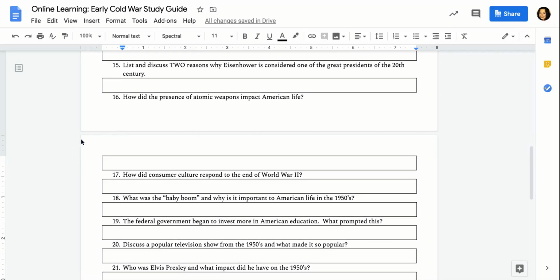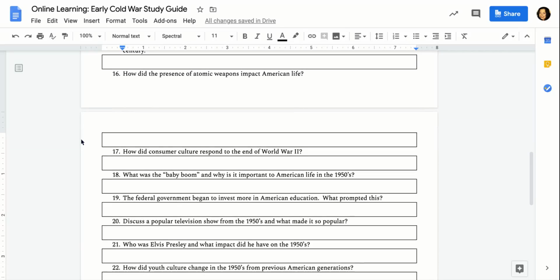Number 15, list and discuss 2 reasons why Eisenhower is considered one of the great presidents of the 20th century. He is considered one of the great ones, there's more than two reasons. All I need is two reasons from you just to know that you kind of know what you're talking about.